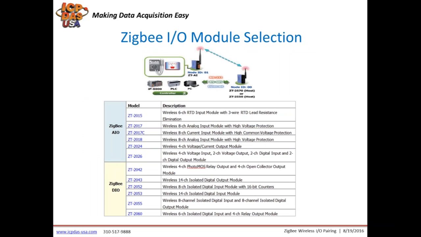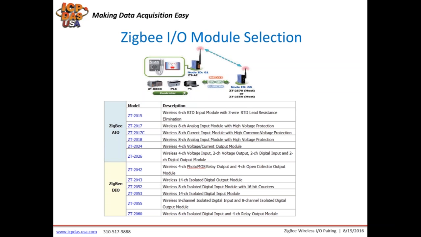The table shown shows our current Zigbee I/O module offering. We have many different combinations including RTD and thermocouple type, as well as combinations of digital inputs, digital outputs, analog inputs, and analog outputs. The list of I/O modules and combinations of I/O will continue to grow.